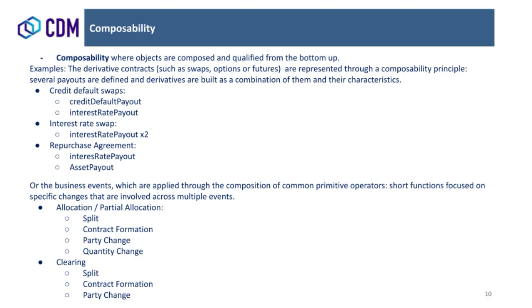Instead of creating a specific component for an equity swap, we're going to use the interest component of that representation for the different derivative products that we have in CDM. We're not going to create specific interest components for each one of them. We're going to use the same one across the different products. So composability is critical in the CDM.